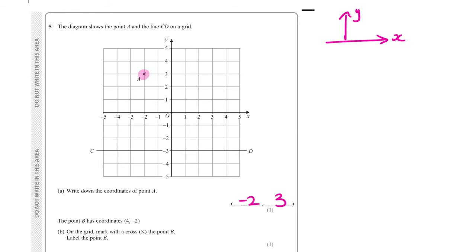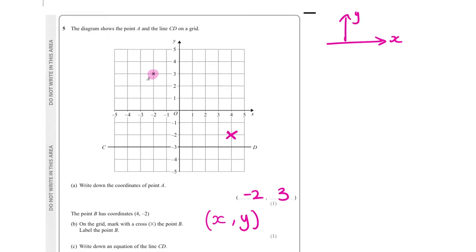Okay, the next one says, the point B has coordinates 4, -2. On the grid, mark with a cross the coordinates. Now, coordinates are always X first and then Y. So where is 4, -2? So I'm going to do X first, which is this horizontal line. 4, and then -2. Up or down? Down, which is here. So here is my coordinate. You have to put a cross because it says put a cross in the question.